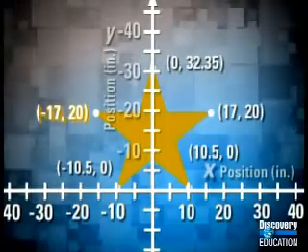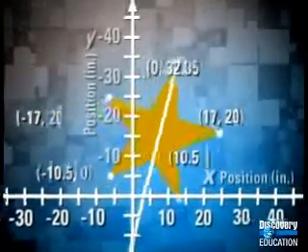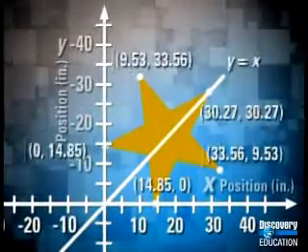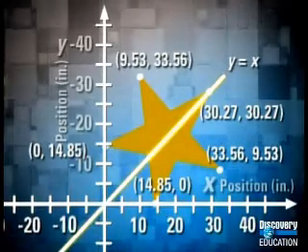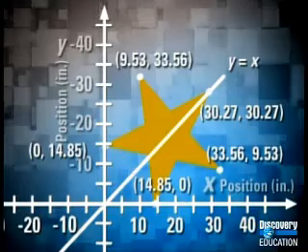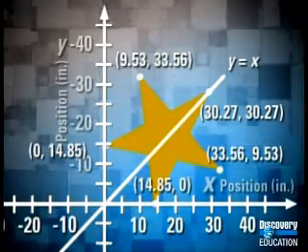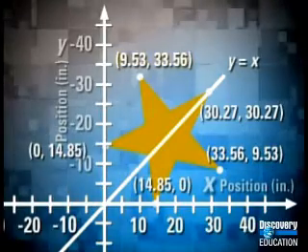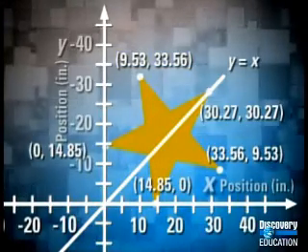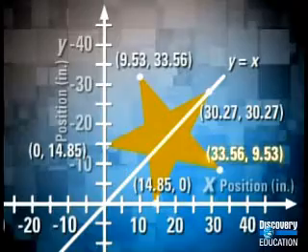Now let's try it another way. Put the star's center line along the line y equals x. The shape's center line is now oriented diagonally. Notice that the points on opposite sides of the line have their x and y coordinates exchanged. The point (9.53, 33.56) is opposite the point (33.56, 9.53).